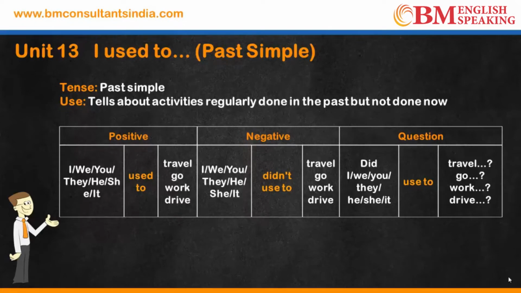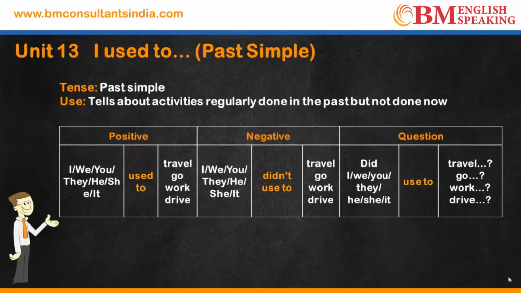With I, we, you, they, he, she, it, we'll use used to. And then the first form of verb, which is travel, go, work, drive. For example, I used to travel by train. We used to travel by train. You used to travel by train. They used to travel by train. She used to travel by train. It used to be a great life.